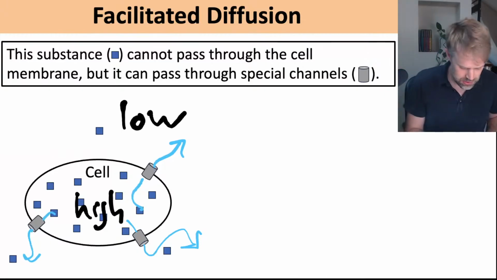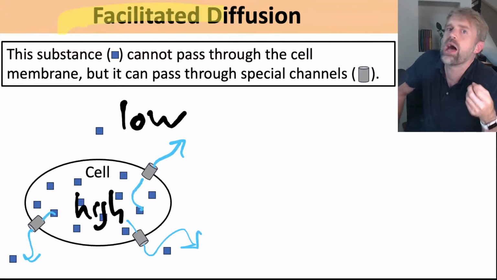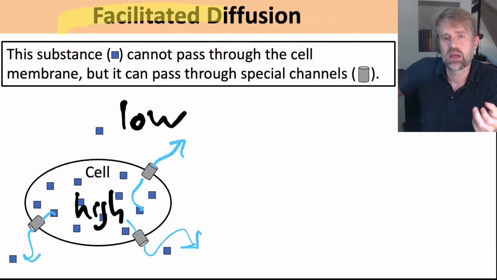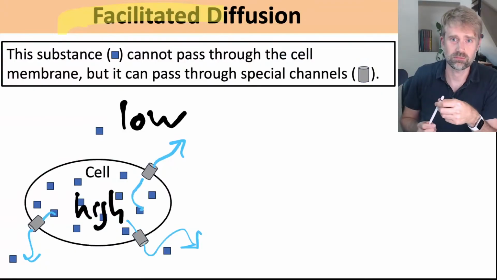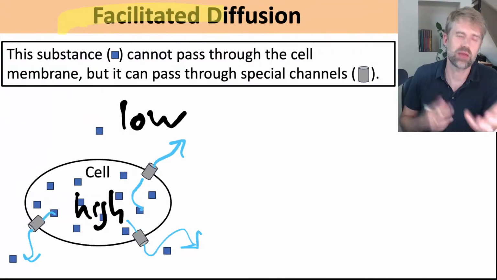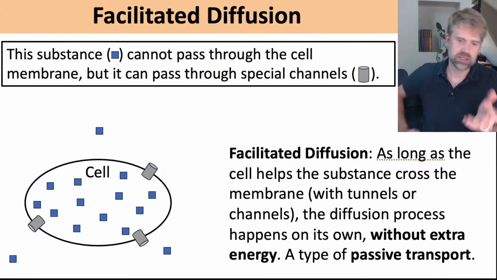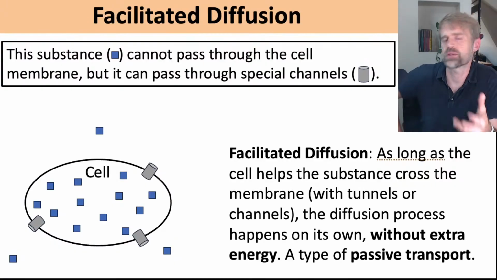And the reason why this is called facilitated diffusion is because to facilitate means to help something. Okay? These substances can't pass through the membrane on their own, but they want to get out, so they pass through the channels instead. And that's all facilitated diffusion is. Facilitated diffusion, as I say here, as long as a cell helps a substance cross the membrane with tunnels or channels, the diffusion process happens on its own.